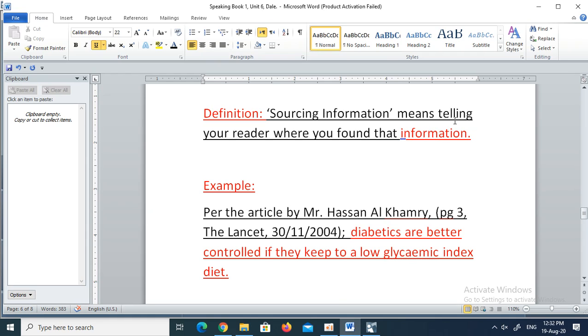Sourcing the information means we tell the reader that we found that information per the article by Mr. Hassan Al-Khamri, page 3 of the Lancet on the 30th of the 11th, 2004. So the information is this little bit from diabetics to diet. That is the information. The source of the information is the article by Mr. Al-Khamri.